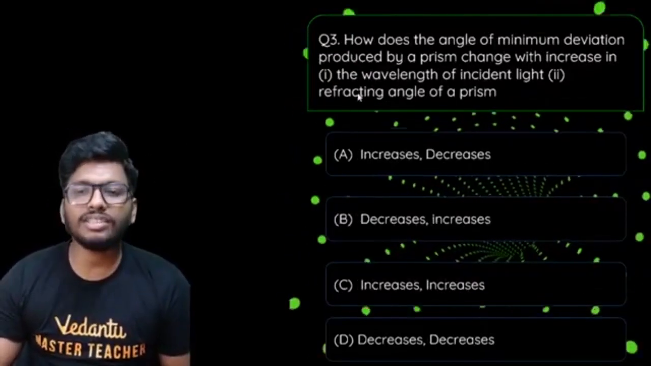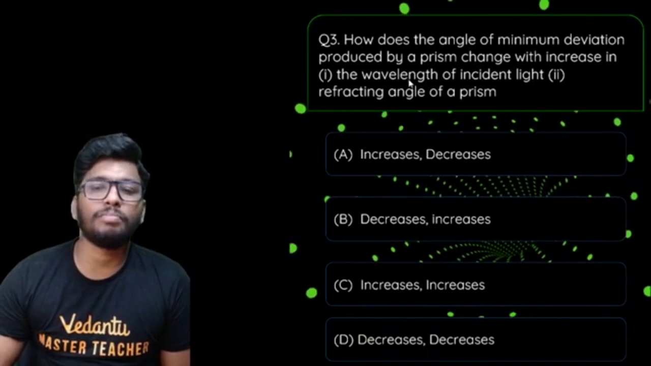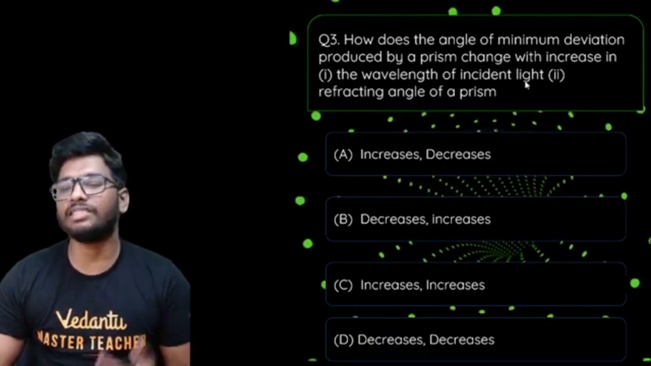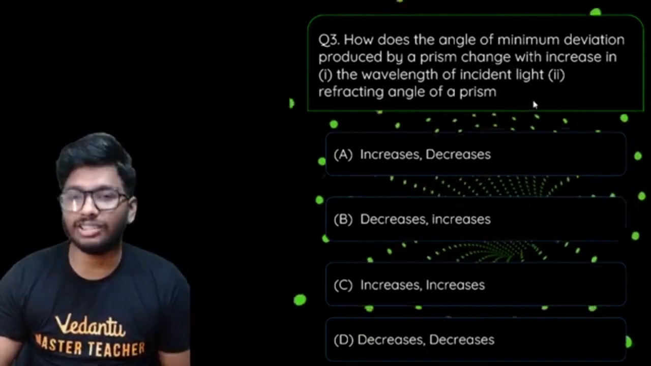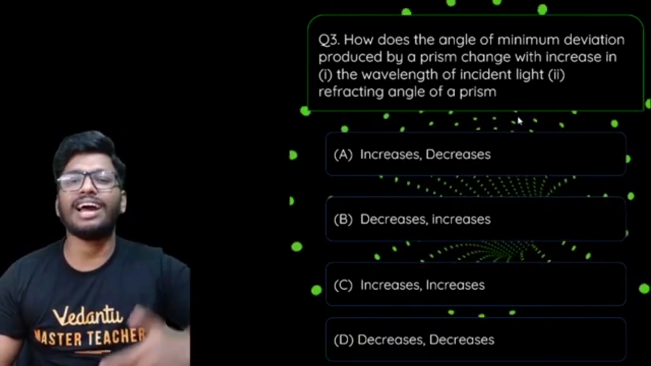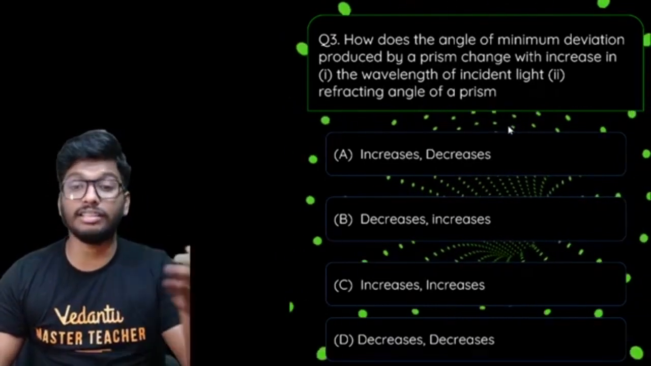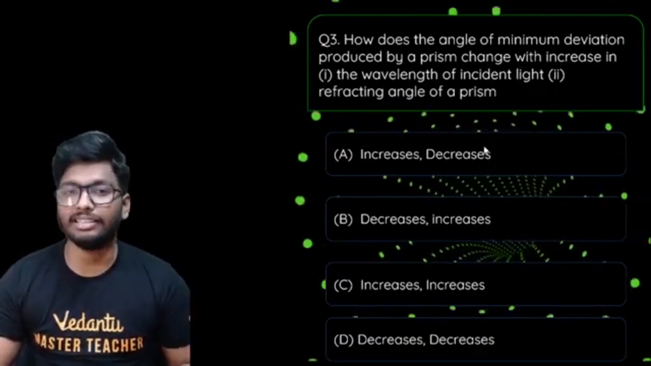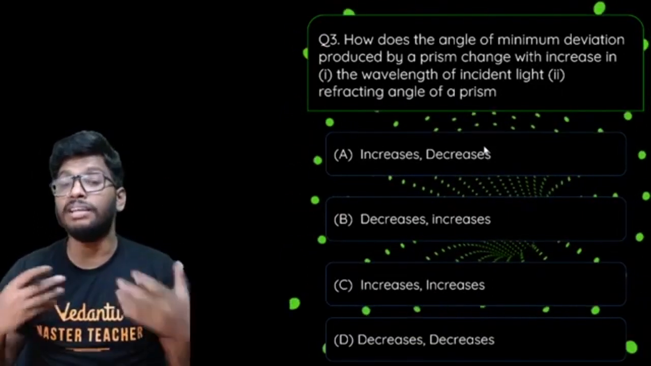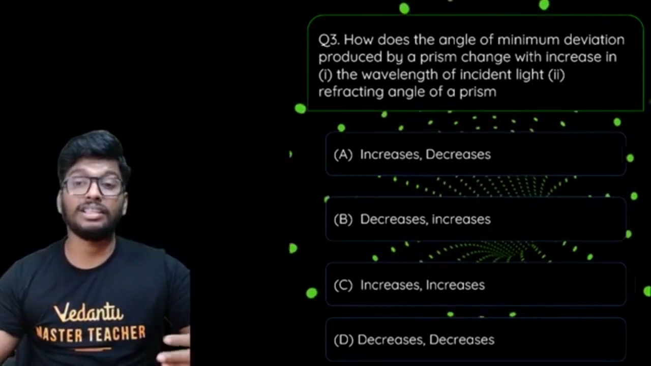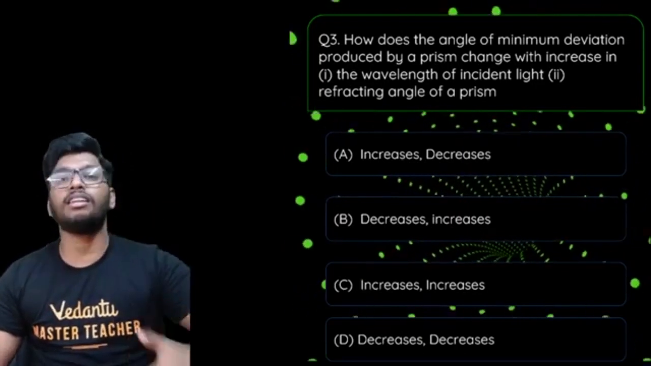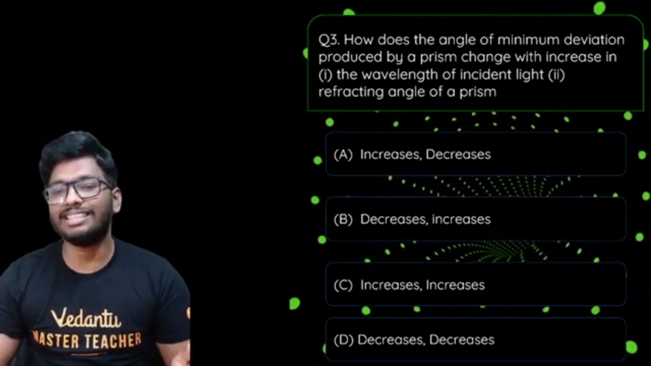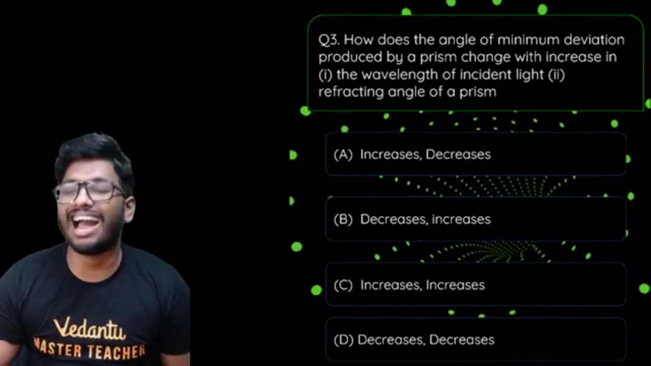Next question. How does the angle of minimum deviation produced by a prism change with the increase in wavelength of the incident light and refracting angle of the prism? Does it increase and decrease, decrease and increase, and decrease, or decrease and decrease? How does the angle of minimum deviation produced by the prism change with the increase in the wavelength of incident light and the refracting angle of prism?